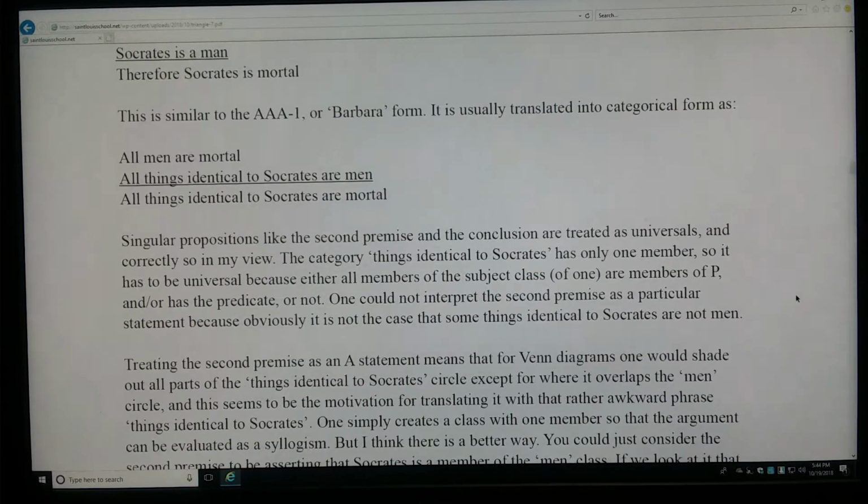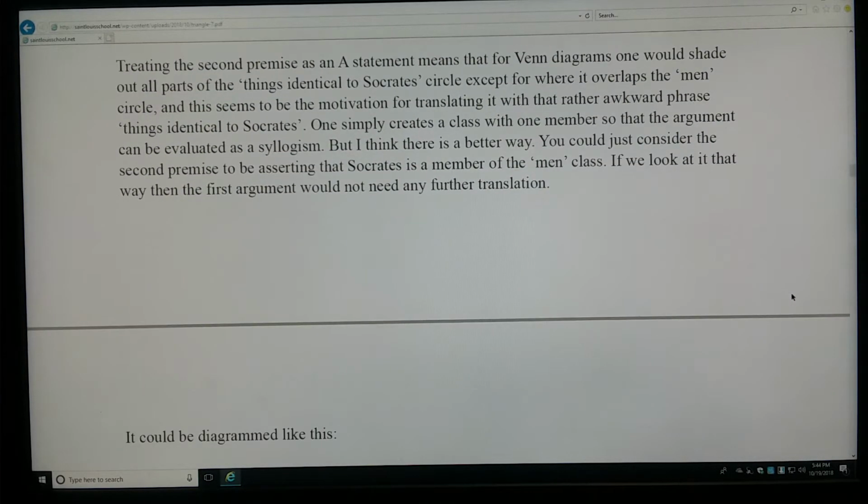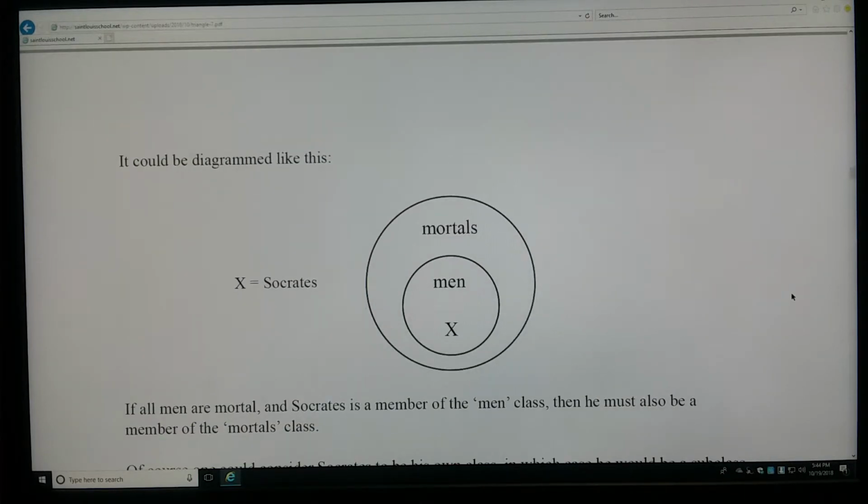So I think that there would be a better way of doing this, and that would be by using the X and just thinking of Socrates as being a member of a class rather than his own class. So if we're going to look at it that way, then we have our X as designating Socrates, and we say that Socrates is a member of the men class, and the men class is a subclass of mortals. Therefore, Socrates must also be a member of the mortals class.